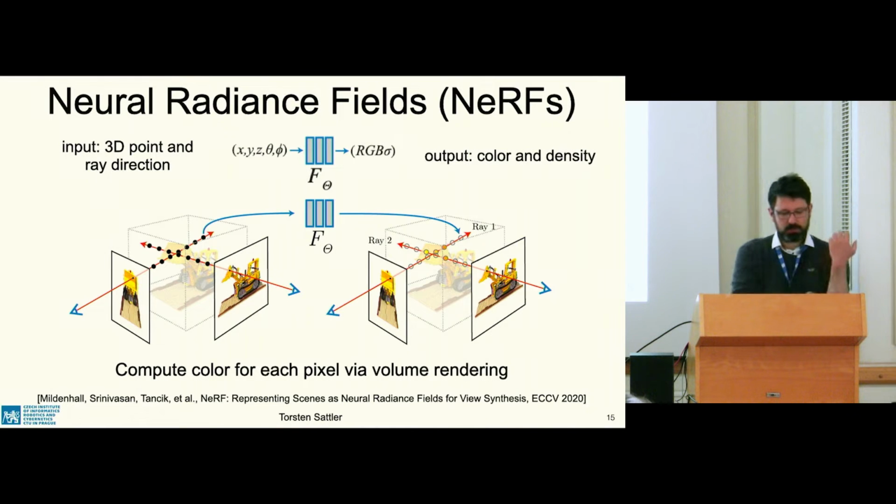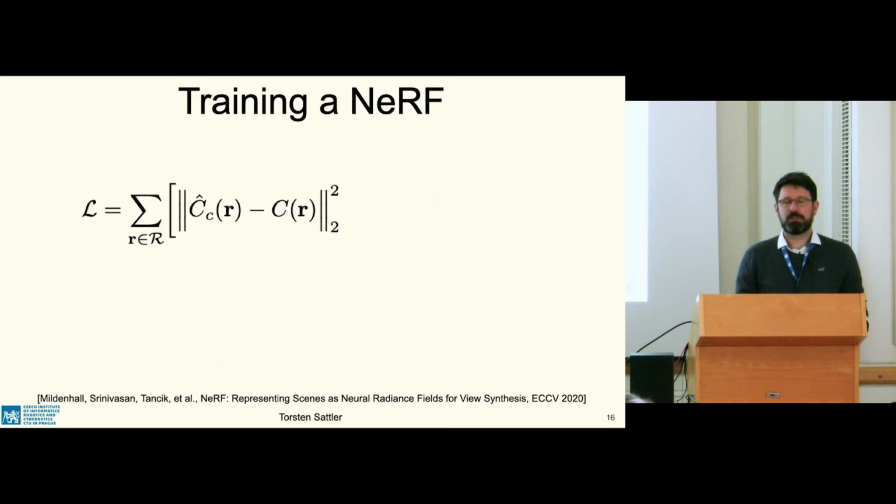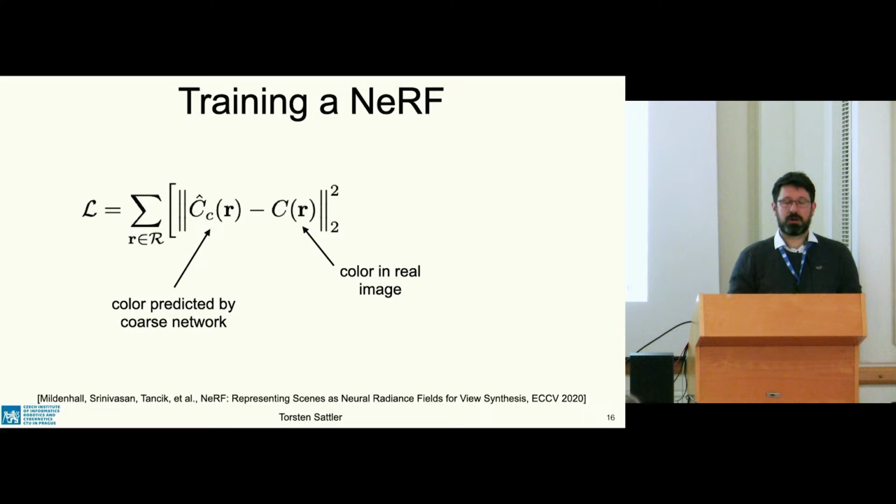So how do you train the NeRF? You assume that you have a set of images with known poses. During training, you can generate rays by shooting pixels through the images. You compute the color. You have the color for that pixel that is actually in the image. You have the color that is predicted by the Neural Radiance Field. And what you want to do during training is make sure that the color that's predicted is as similar as possible to the color in the actual image. So, very simple training objective.